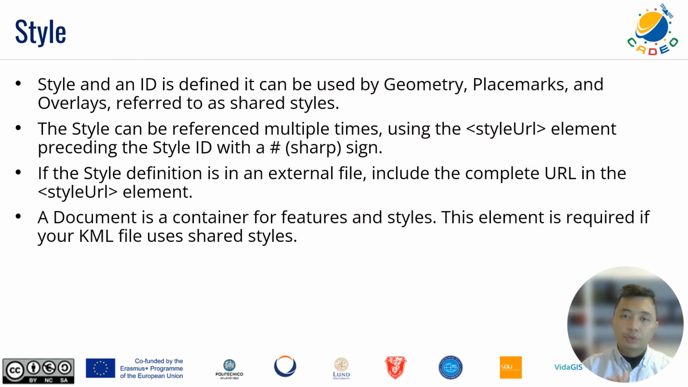Now we look into styles in KML. First, style and ID definitions. In KML, we have the style, which defines the visual appearance of graphic features such as points, lines, polygons, and overlays. These styles are identified by unique IDs. When a style and ID are defined, they can be applied to various elements in the KML file, including geometries, placemarks, and overlays. This allows for consistency in visual representation across different parts of the KML file.